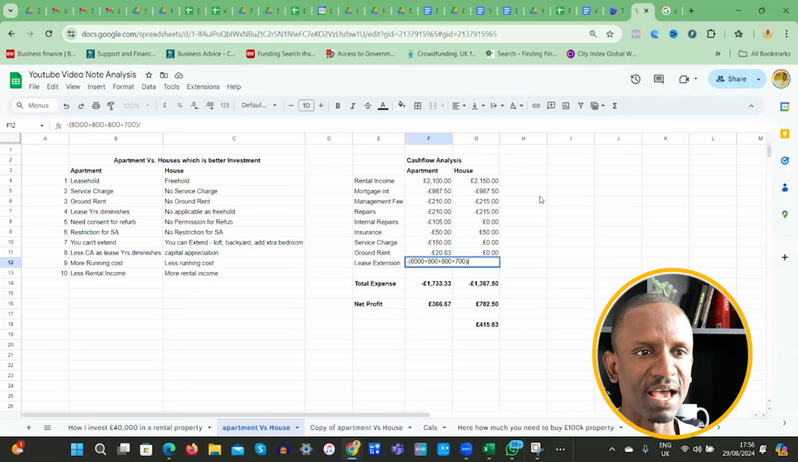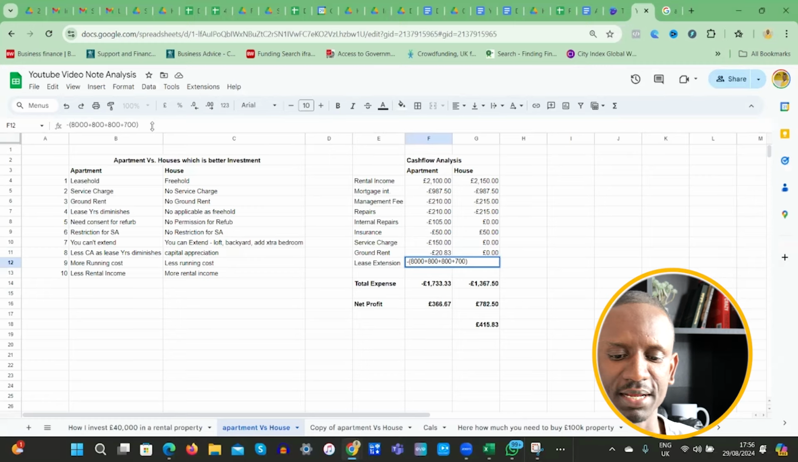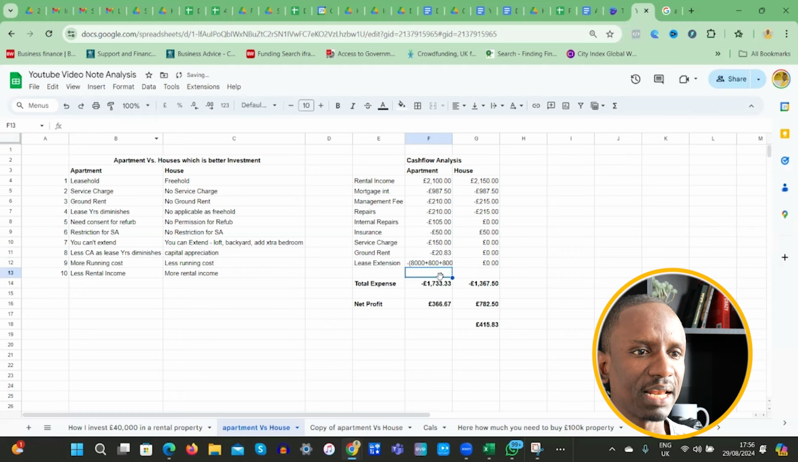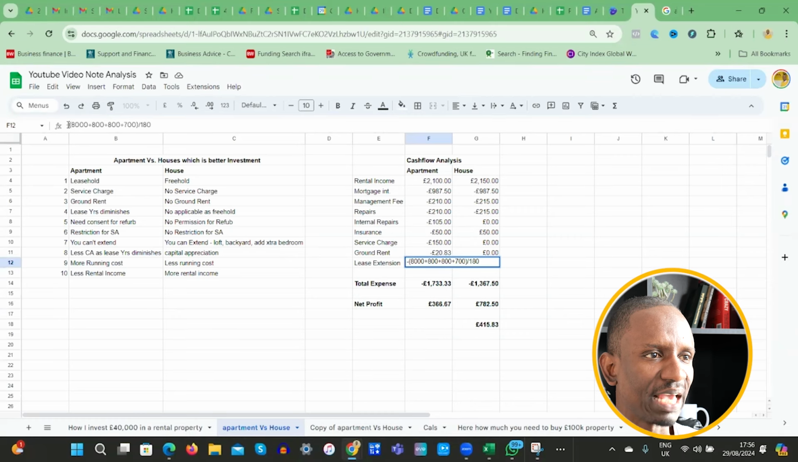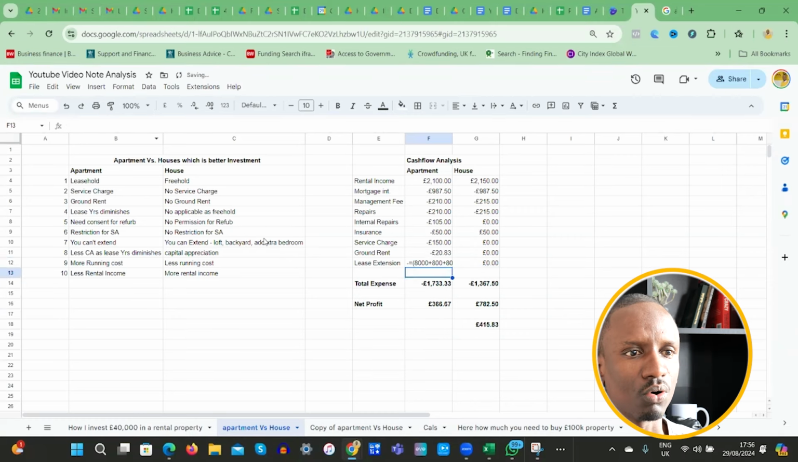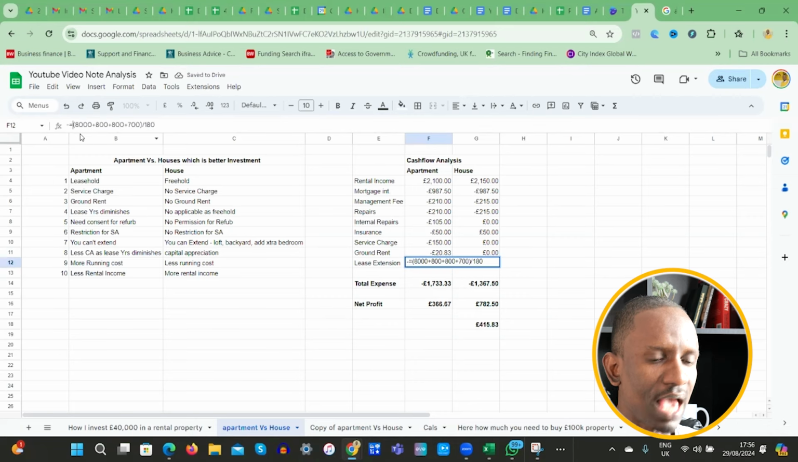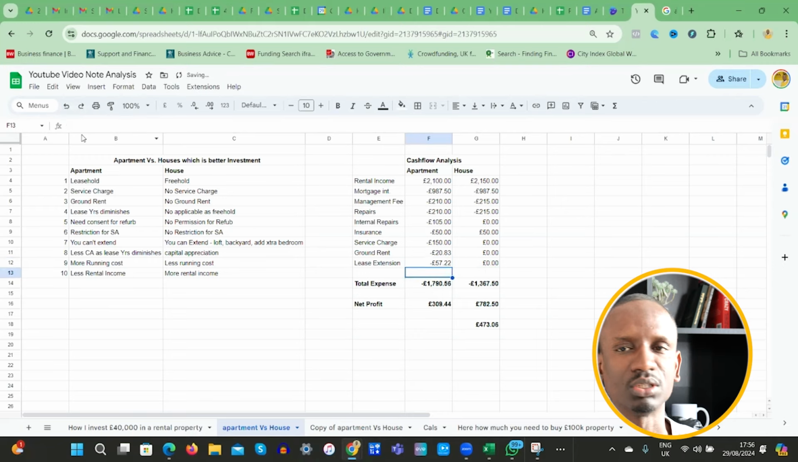So obviously we divide that by 15 years. Let's say probably you're going to sit on the property for 15 years before you do any lease extension. That will sum up to 180 months. So we divide it by that. But obviously because you are a clever investor, you are going to be saving that money to ensure when it comes to doing it, you have money saved to allow you to get the extension done. Because if you don't, the freeholder may repossess the property from you.